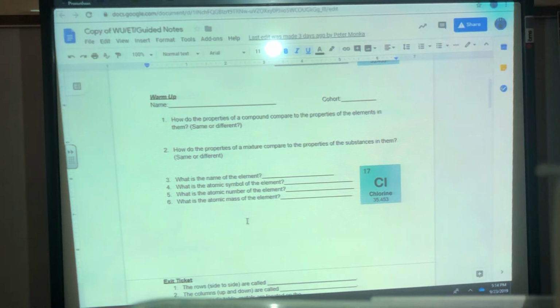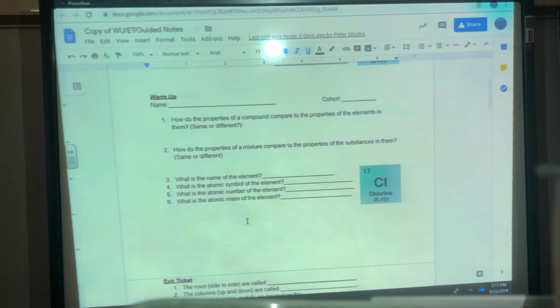Number one says, how do the properties of a compound compare to the properties of the elements in them? Think about it. Properties of a compound. This was a question the other day on the quiz. They're the same. If you put the properties of the elements in, they're going to be the same as what makes up the compound. They're not going to change or anything like that.